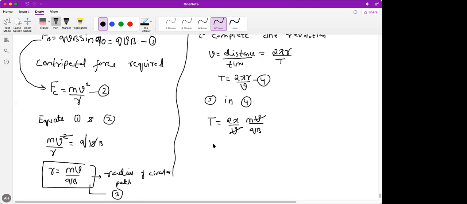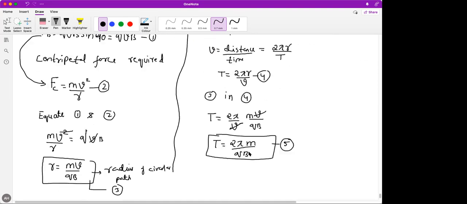We will cancel this V. We are left with time period is 2 pi m over qB. That's the expression. This is equation number 5. So this is how you can calculate the time taken by the particle to complete one revolution. It's 2 pi m over qB.